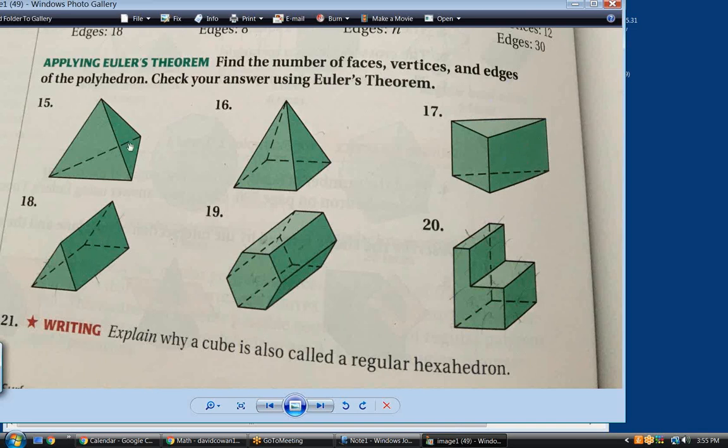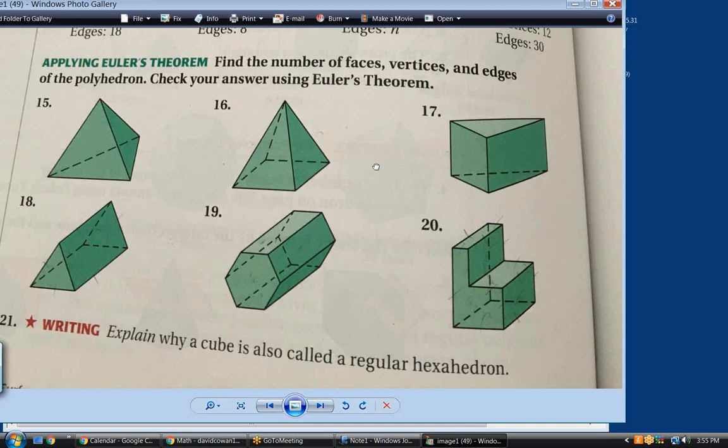18 is going to be pretty easy with regards to this question. So will 19. One that looks kind of interesting is 20. So does 20 fall under Euler's theorem? The number of faces of a polyhedron. Well, is 20 a polyhedron?